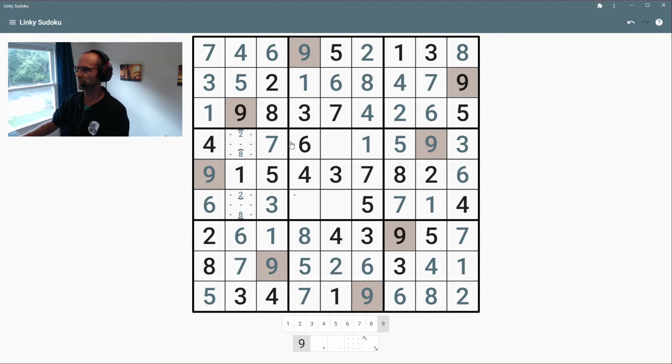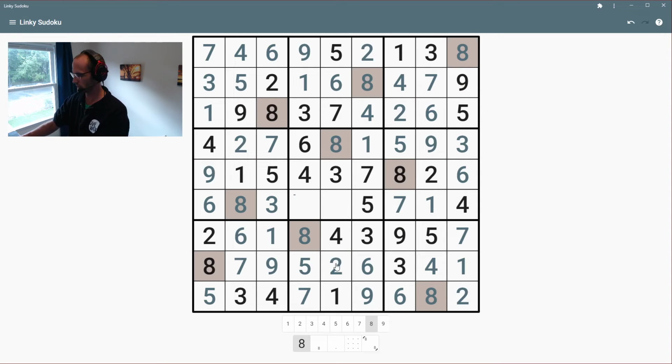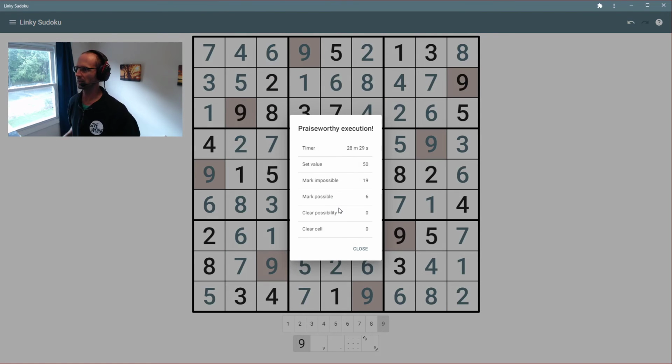Now, what's left in this row must be 2, 8, because there's only 2 open cells. So I know the 2 and 8 must go here, but there's a 2 there, so that's got to be the 8, which means that's the 2, and that's the 8. And what's left here? We've got 1, we need the 2 in here, it's got to be that one, 3, 4, 5, 6, 7, 8, and 9.